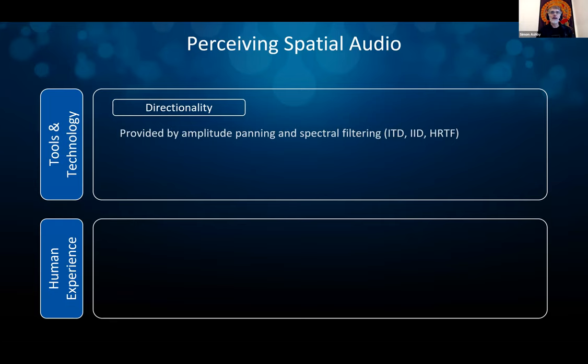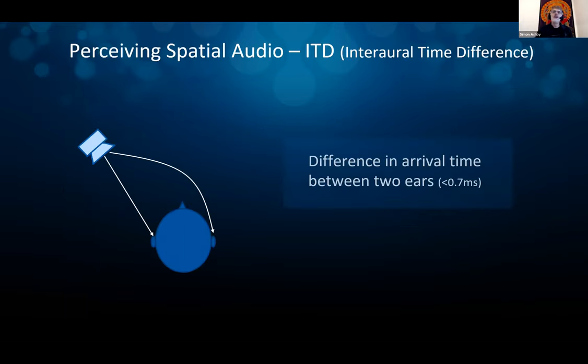Just a quick recap on those, I'm pretty sure most of you already heard and know everything about it. So ITD is the time difference for a sound to get to one ear and the time difference to get to the other ear.